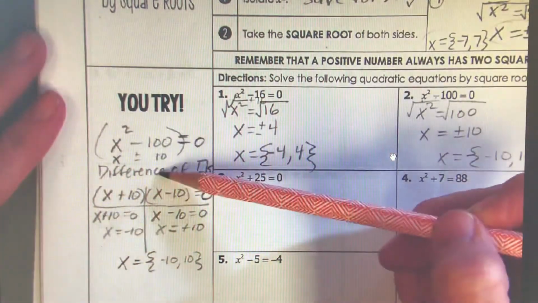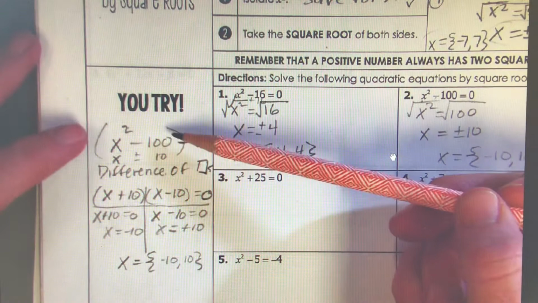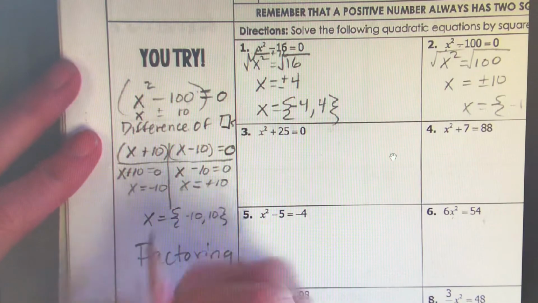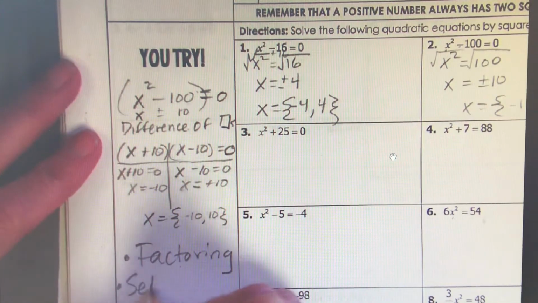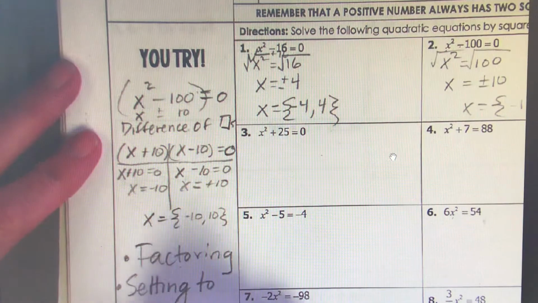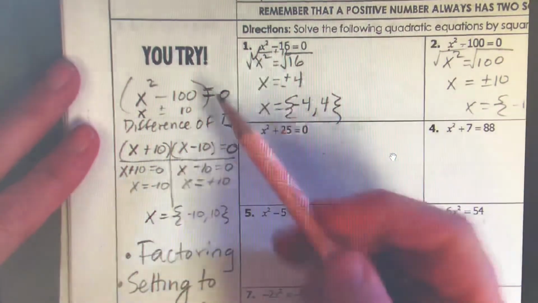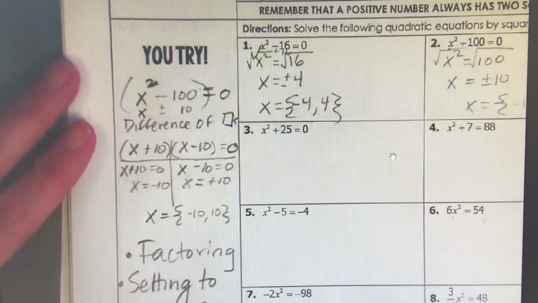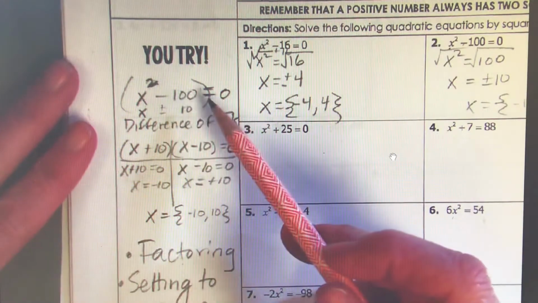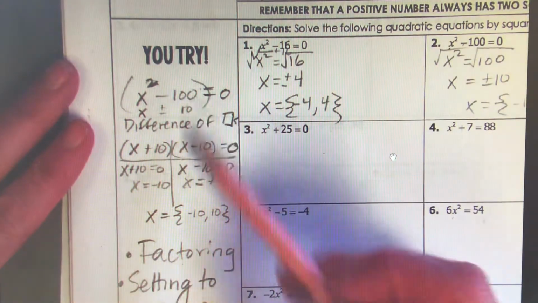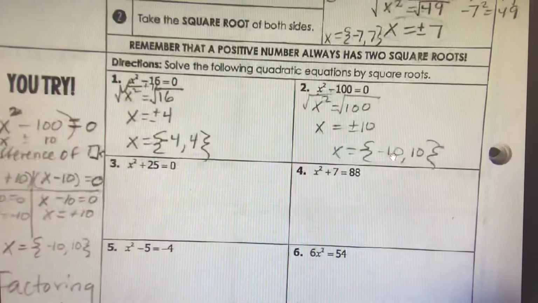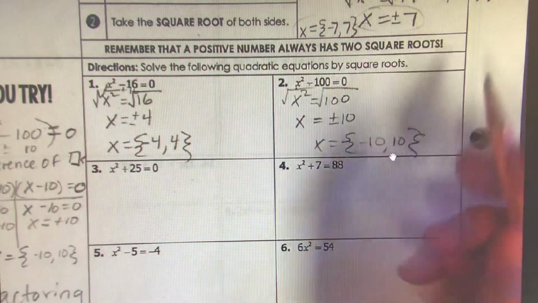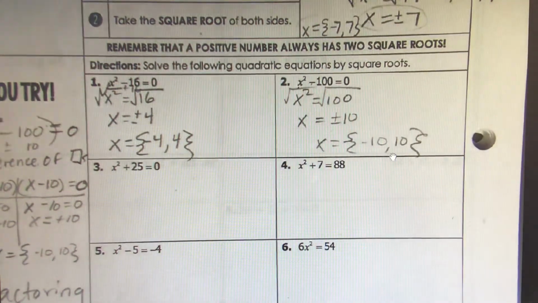This is the difference of squares, factoring and setting to 0. For me personally, if I see a difference of squares just like this, I might use this method because I recognize it pretty quickly. For some of you, you might like this one better, where you just solve for x up here. Either way works, as you can see. So it's really about what's going to be more efficient for you.